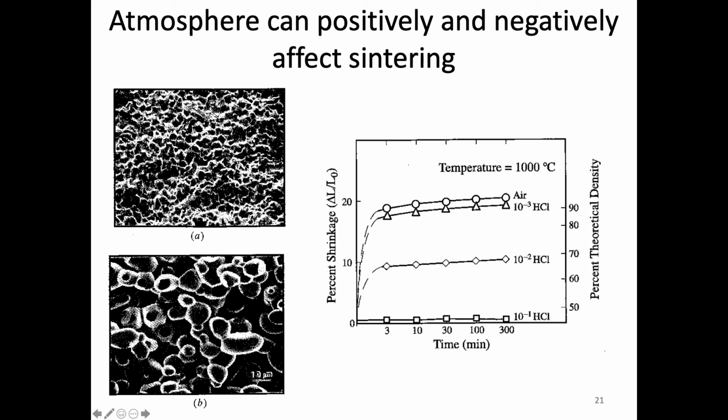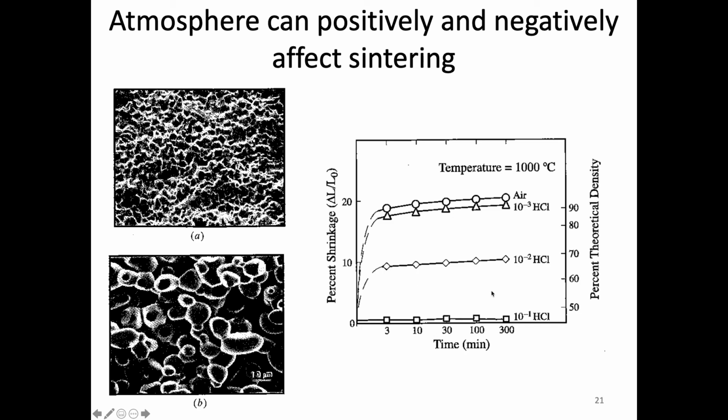So this is a particular system. I believe this is an iron oxide. It's from the book, so you can take a look at this exact system. But again, we're looking at shrinkage. We're looking at basically the change in length over initial length. So basically the higher the better in terms of densification. And what we see is that if we take a system and we look at air, and then we also look at air but with mixtures of hydrochloric acid in that air, so we're changing the atmosphere, the more and more of that hydrochloric acid we put in, the less shrinkage that we're getting.